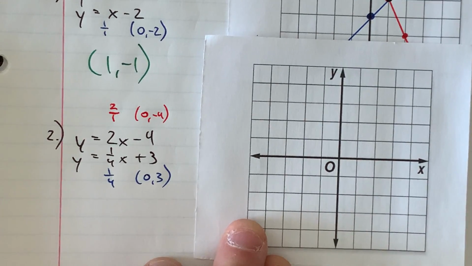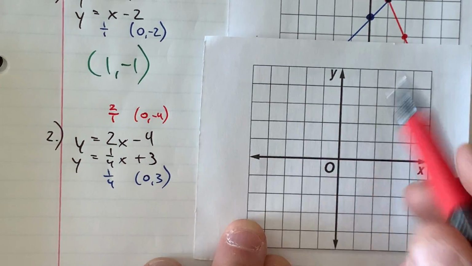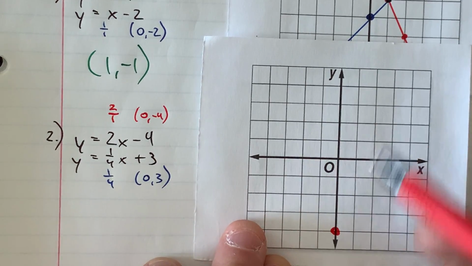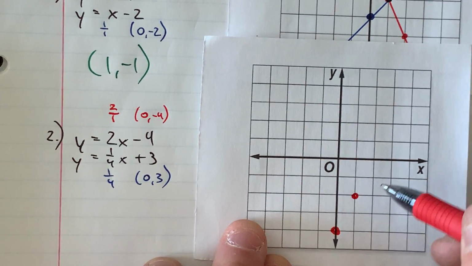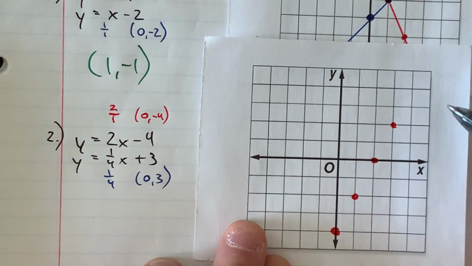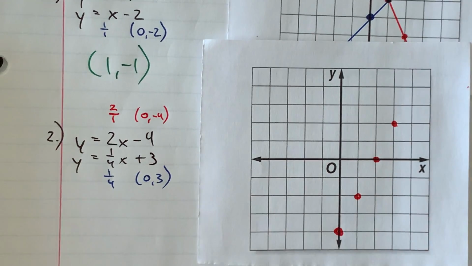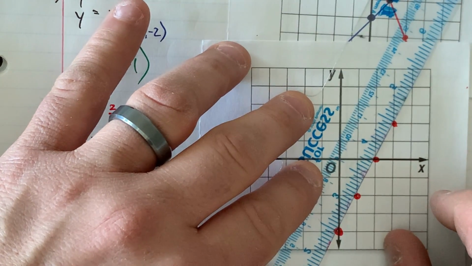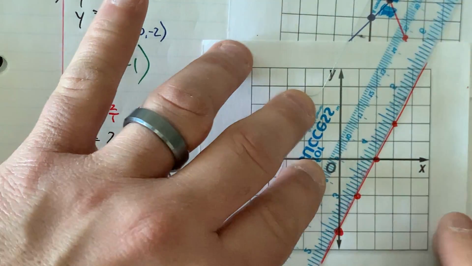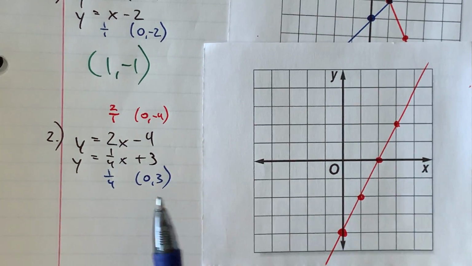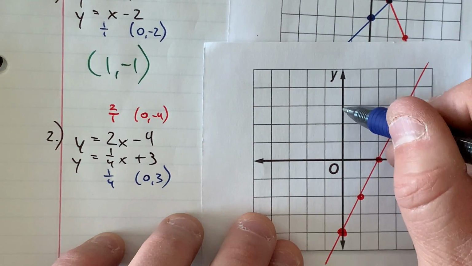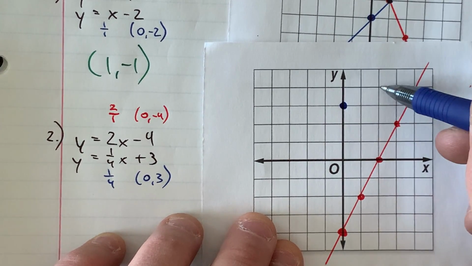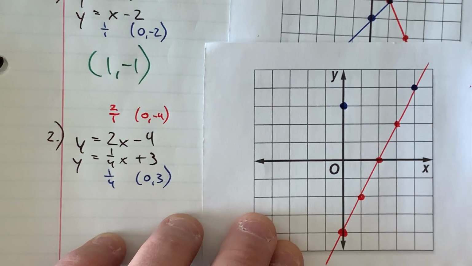So let's start with the top one again. (0, negative 4), so over 0, down 4, right here. Following my slope, 2 over 1, so up 2 over 1, up 2 over 1. And we'll draw our line through everything because we just don't know where these are going to intersect. And the bottom one has a y-intercept of (0, 3), so over 0, up 3. And my slope is 1 over 4, so up 1 over 4. 1, 2, 3. Oh, they intersect right there.